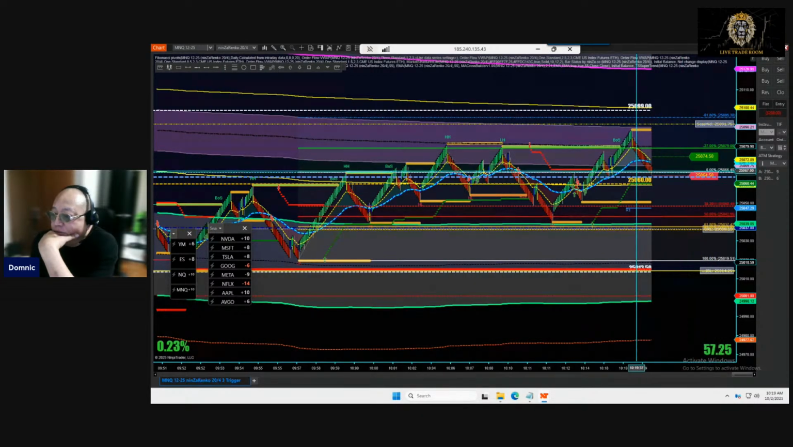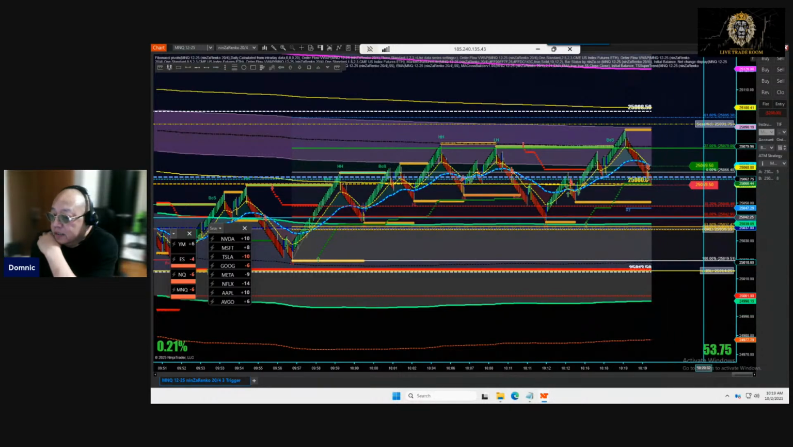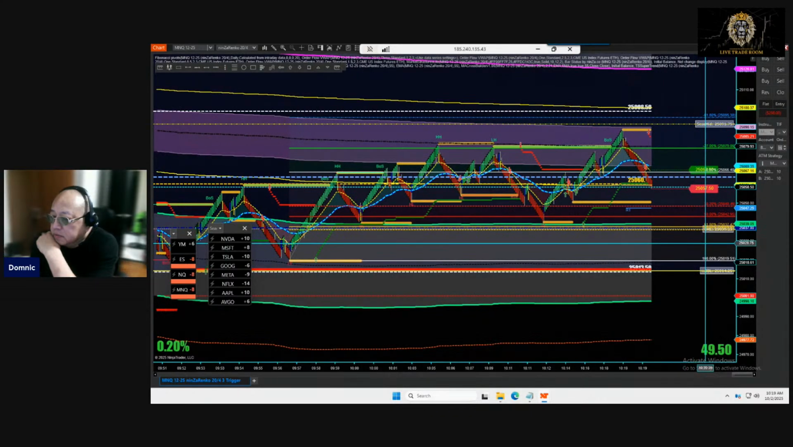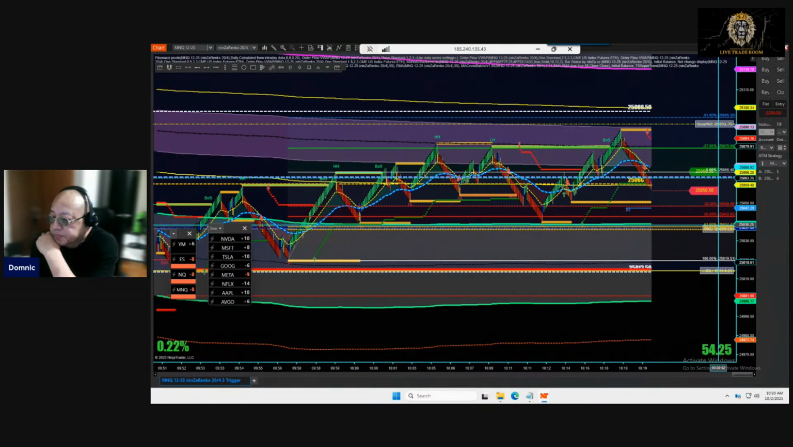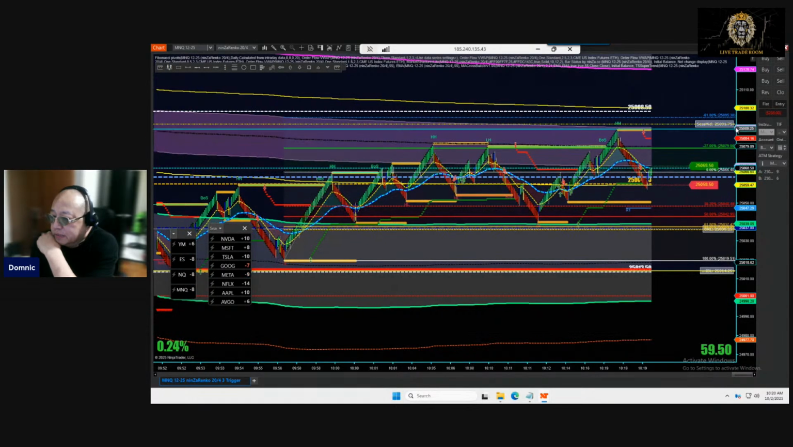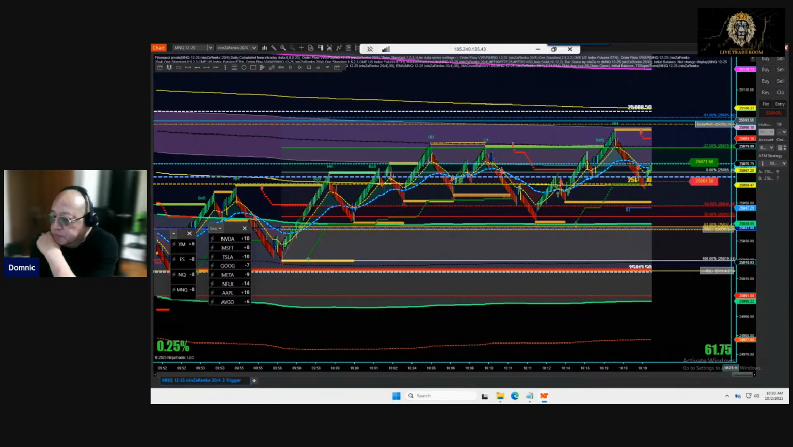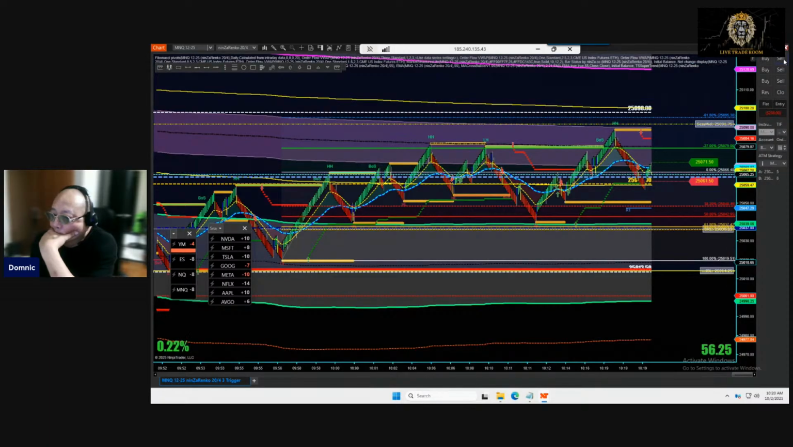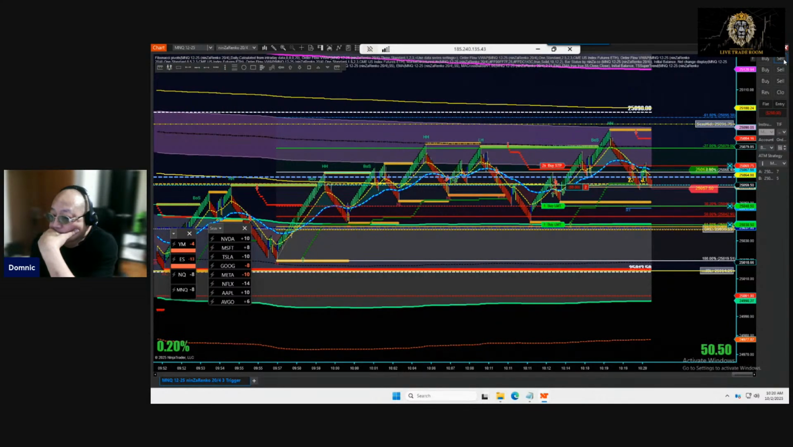So now we break down here, right? We want to see a pullback and then continue coming down. Maybe that's, let's see. Where's the pullback? Let's see if we get a pullback. There's the pullback. Now we want to see it come down now. We see a reversal bar to the downside if this is the case. There it is. Order filled. Order filled.